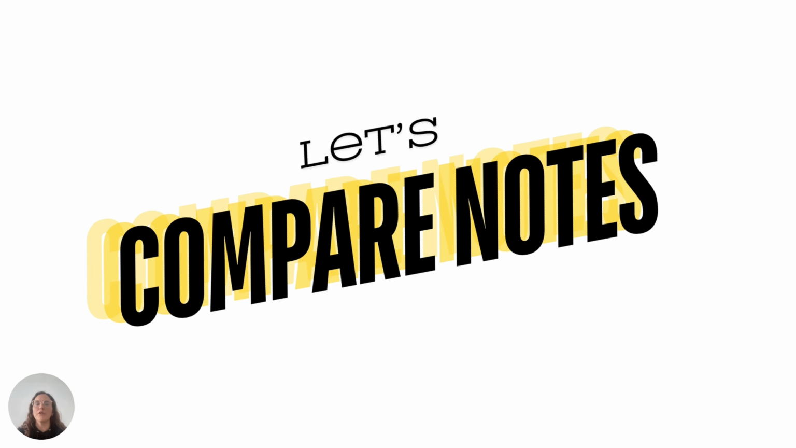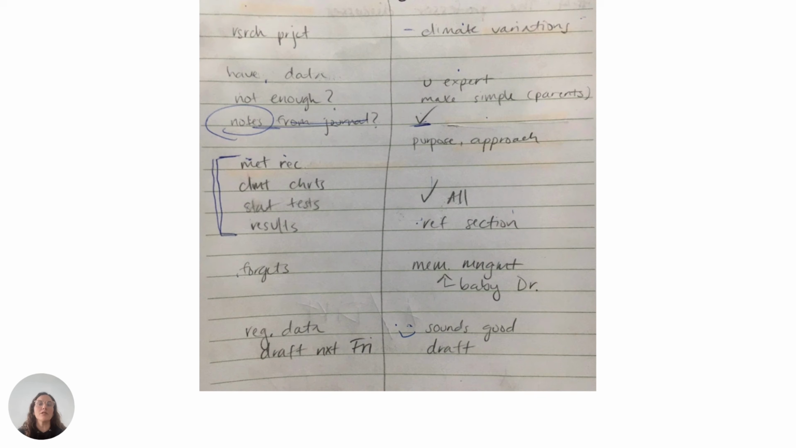Okay, let's compare notes. Here's a picture of my notes on this conversation. You can see that I drew a line down the middle because it's a conversation. It's always a conversation between a man and a woman so that you can hear the difference in their voices. This one is between a student and a professor. I have the student, the man, on the left, and the professor, the woman, on the right.